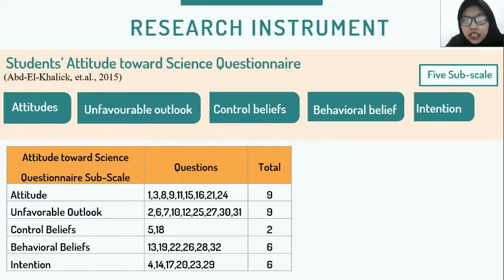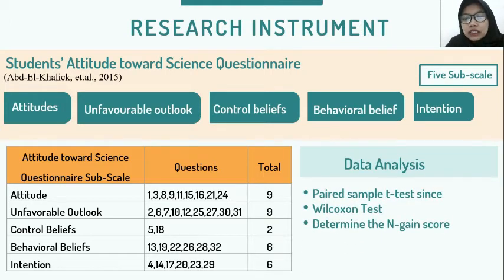The data from the questionnaire was then analyzed using a paired sample t-test when the data was normally distributed. For the data that was not normally distributed, the Wilcoxon test was used, and there are 2 subscales that use the Wilcoxon test since they are not normally distributed. At the end, it will determine the N-gain score, and it will be categorized based on the Hake rule.